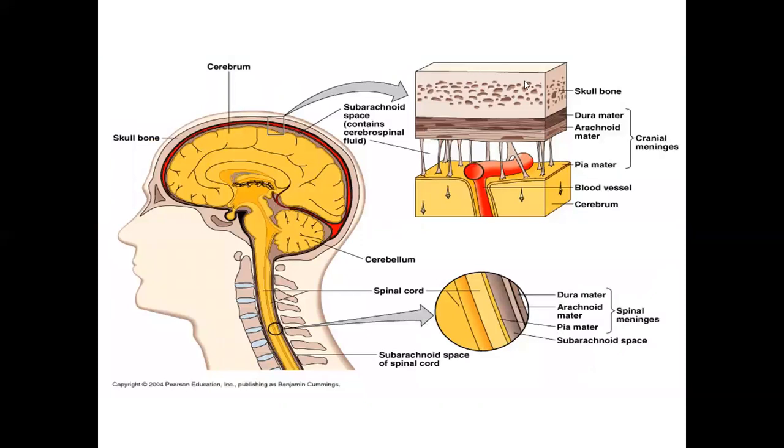So if you see, this is the skull bone, dura mater, arachnoid mater, pia mater, and below the arachnoid mater is the subarachnoid space. Pia is attached to the brain, dura is attached to the skull. Same thing here, you can see dura mater, arachnoid mater, pia mater, subarachnoid space. This is the spinal cord. This is the pattern in the spinal meninges.